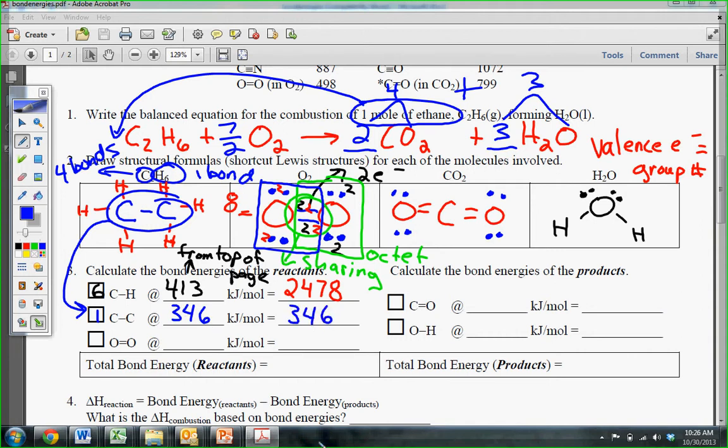All right, how many O double bond O bonds do I have? All right, so make sure you go up top and circle the ones we're using. So before you've done anything else, circle the ones up top on the chart that we're using, just so I can come around and check.